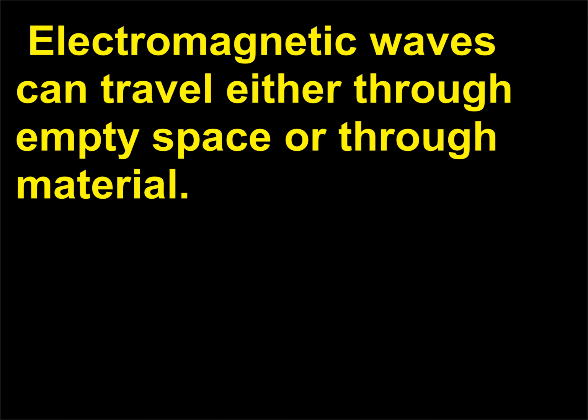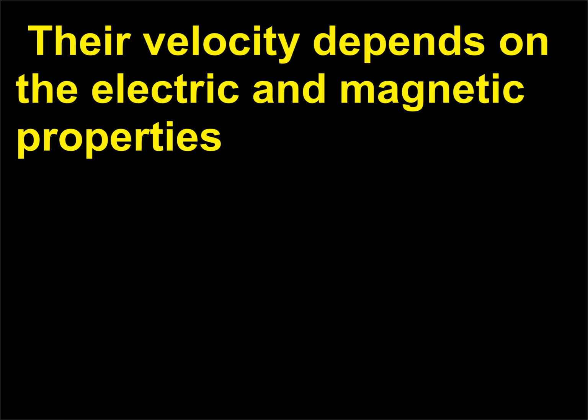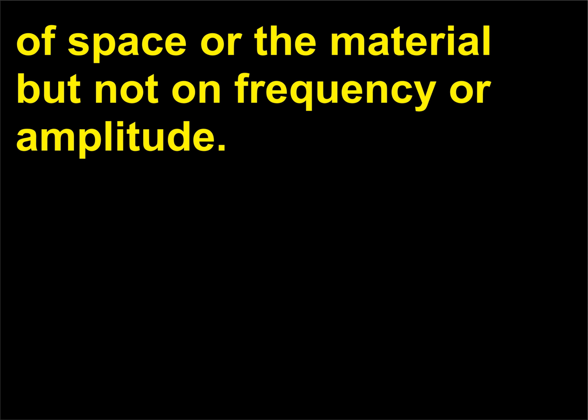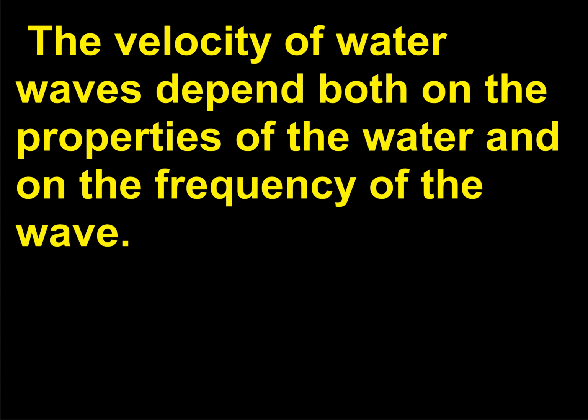Electromagnetic waves can travel either through empty space or through material. Their velocity depends on the electric and magnetic properties of space or the material, but not on frequency or amplitude. The velocity of water waves depends both on the properties of the water and on the frequency of the wave.